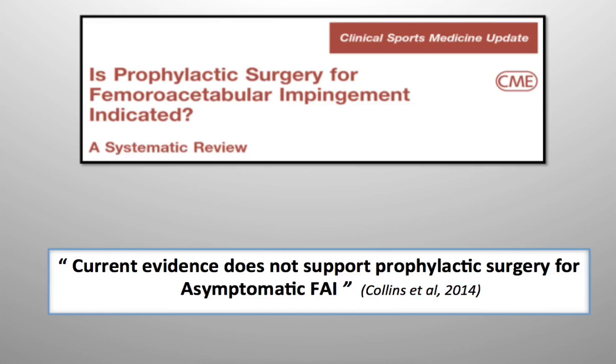Based on current literature, there is no evidence that prophylactic surgery is necessary or warranted for asymptomatic FAI. FAI is common even in the asymptomatic population, so the idea of surgery is mainly for pain reduction and improving function when they have failed conservative treatment.